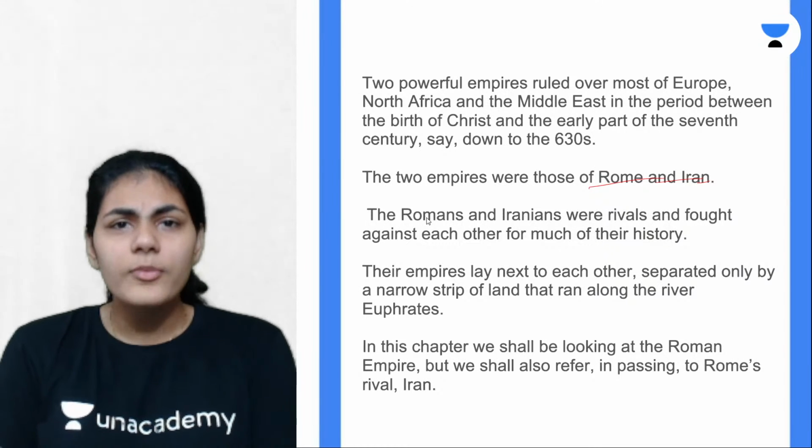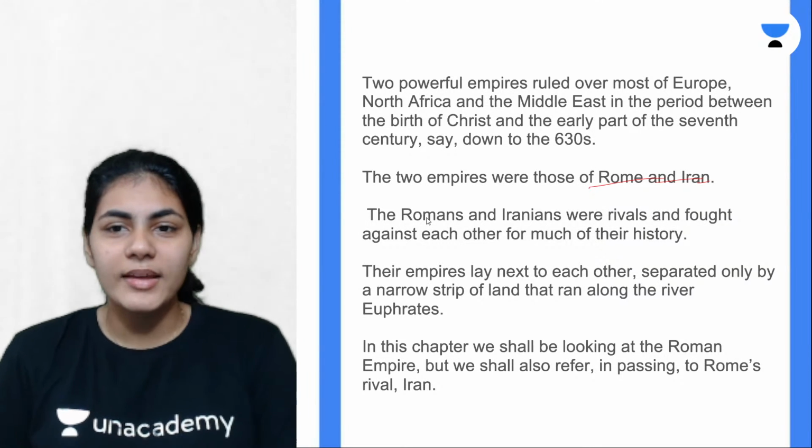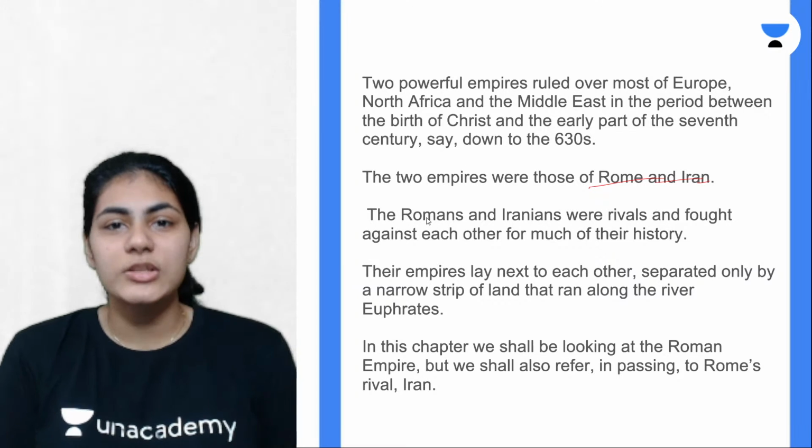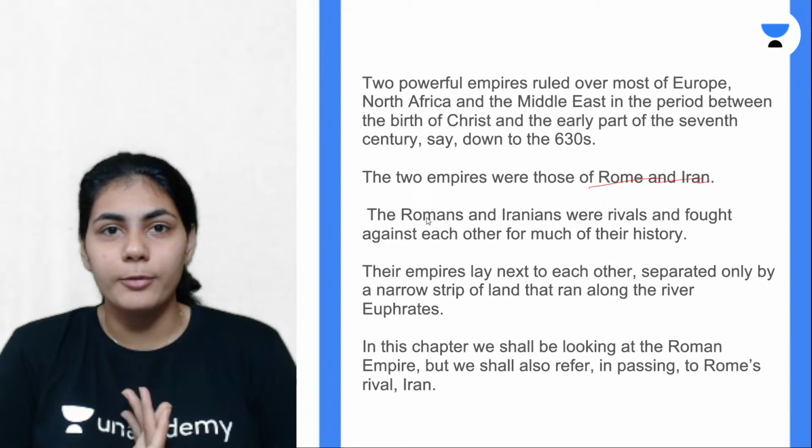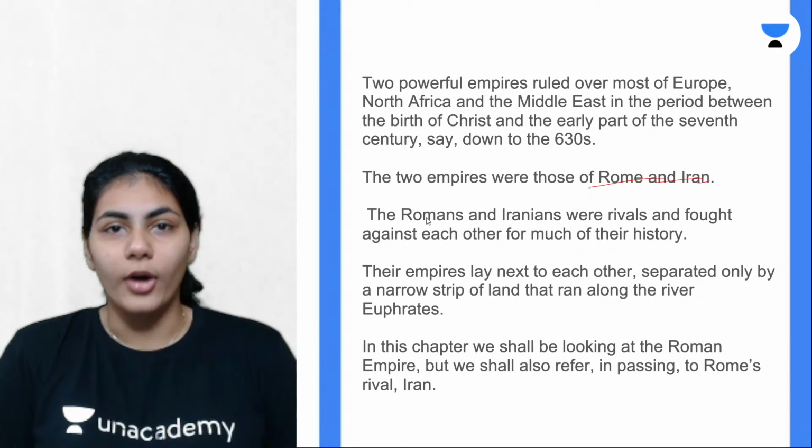Obviously, why will they fight? To expand their territory, right? They wanted so much of land under their control. They are greedy for power, and therefore they fought against each other.